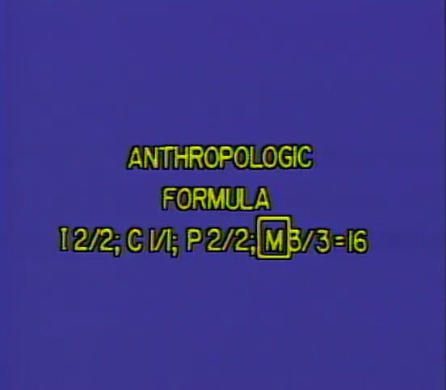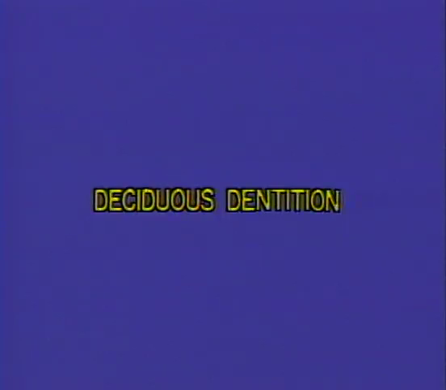M represents molar, and the 3/3 indicates that there are 3 permanent molars in each of the maxillary and mandibular quadrants, for a total of 16 permanent teeth in 1/2 of the adult dentition, or in 2 quadrants of the permanent dentition. The deciduous dentition.